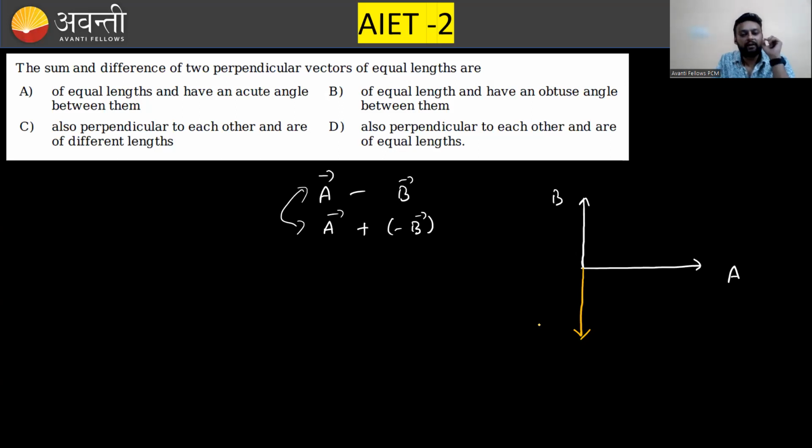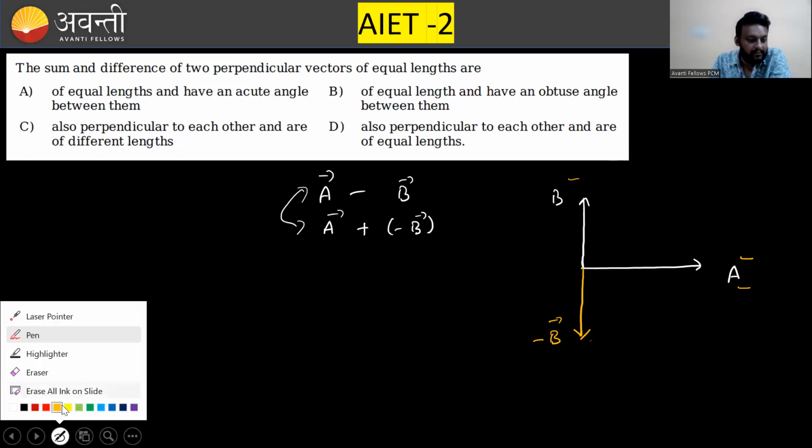Now the statement will become, you need to add these two vectors, so this and this, and A, this is again B, but with reverse direction, so it will become minus B. You can say this is minus B. So if you add these two vectors, it will be the resultant of A minus B, and it will be the resultant of A plus B.